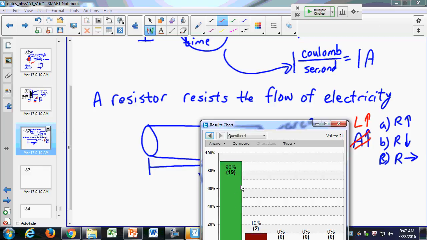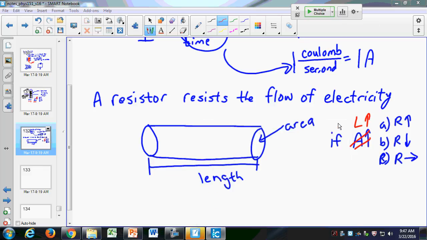Okay, good. A is right. If the length goes up, the resistance also goes up. Think of a hose and you're trying to push water through it. If I have a hose this length and I try to push water through it, that's fairly easy. But if I make that hose like a mile long, it's going to be a lot harder to push that water through that hose. And the same is true for resistors. If my length goes up, my resistance goes up.